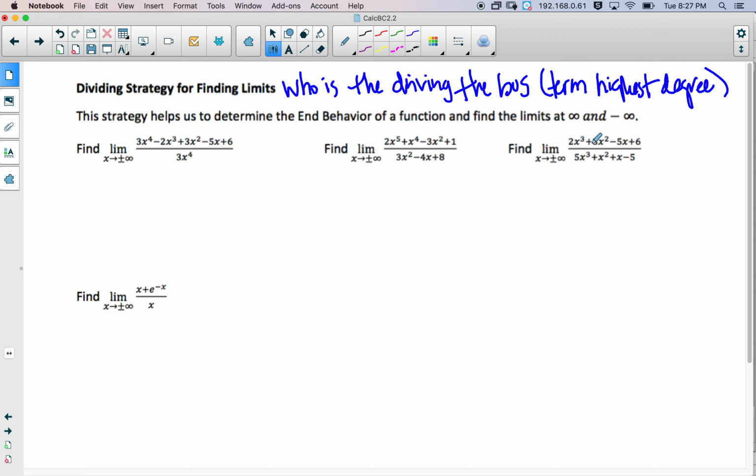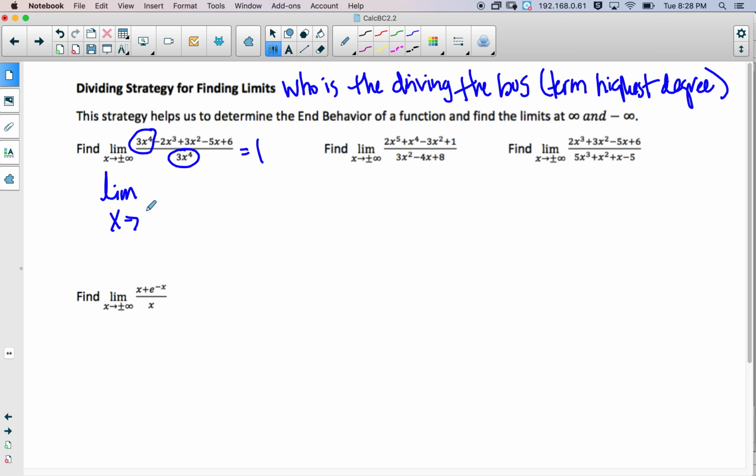Okay, so let's take a look at this rational function right here. And the terms that are driving the bus, or the greatest terms, are going to be this divided by this. And when we have terms of the same degree, so we have a fourth degree and a fourth degree, it's as if those two divide to 1, and the only thing that matters are the coefficients. At infinity, these numbers basically become insignificant. So a 3x to the fourth divided by 3x to the fourth is going to equal 1. Let me just show you one more.